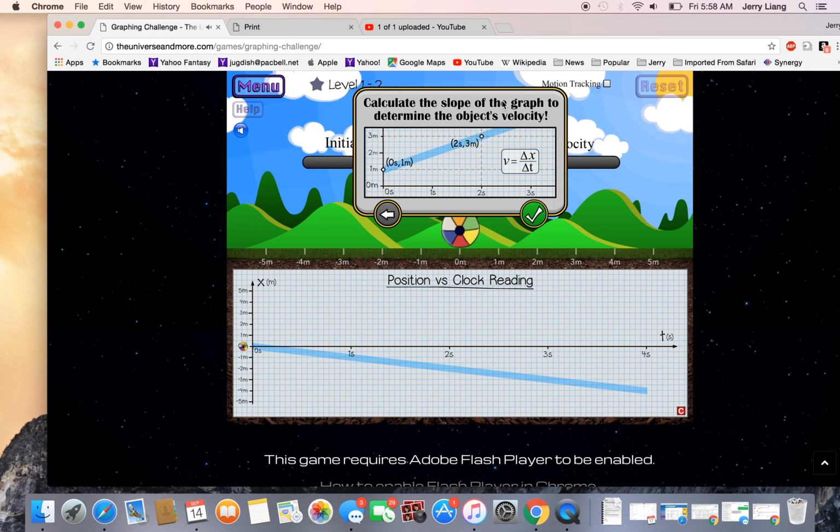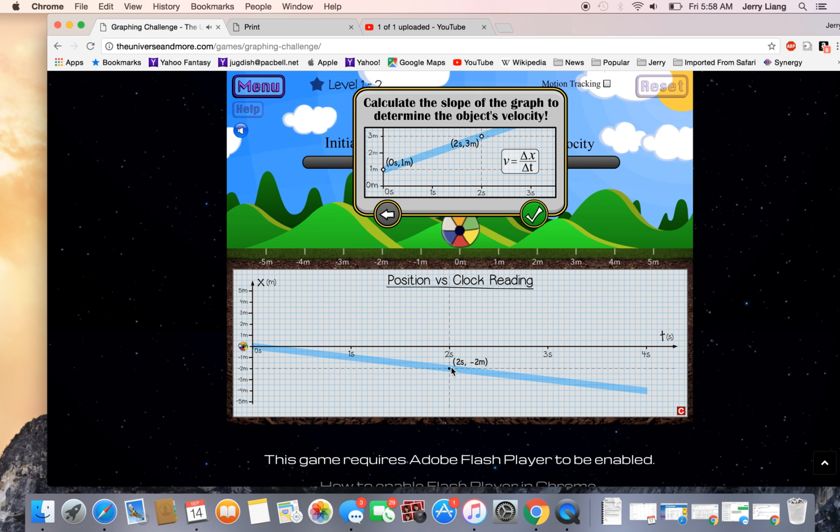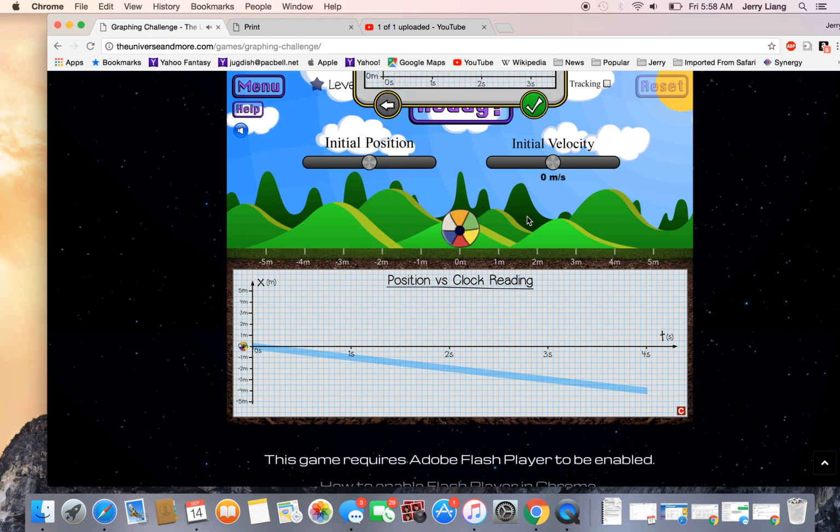Now, they show you how to calculate the slope. It's the change, it's rise over run, right? Change of x over change of t. So in this case right here, it's going to go down -1 in how many seconds? In 1 second. And then in 2 seconds, it goes down 2. So -2 divided by 2 is -1. So we have a -1 slope.